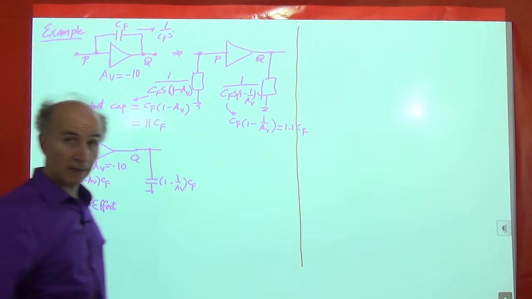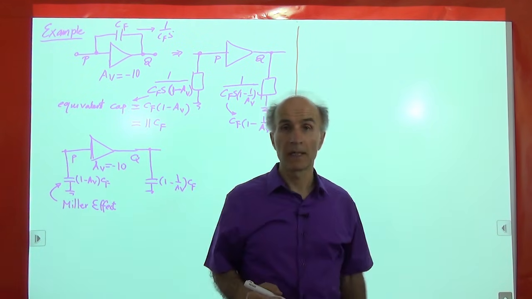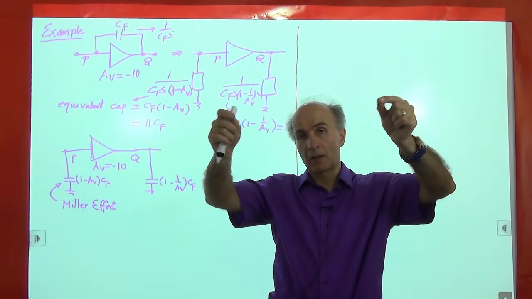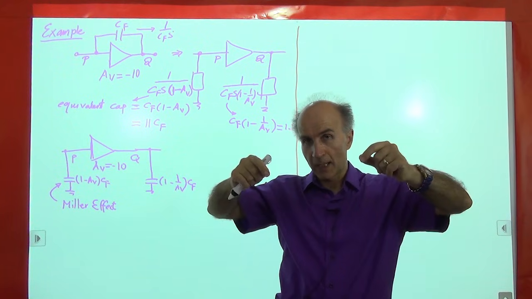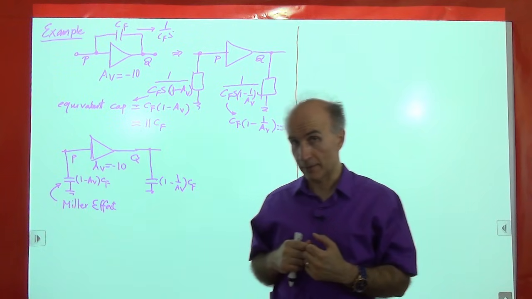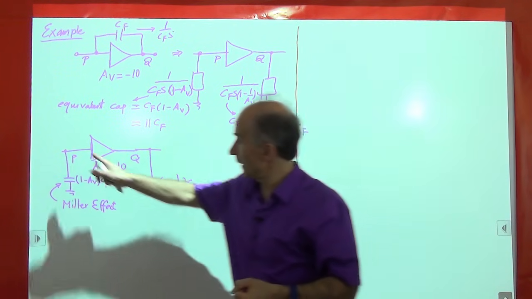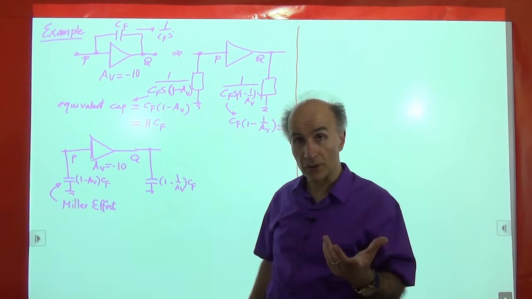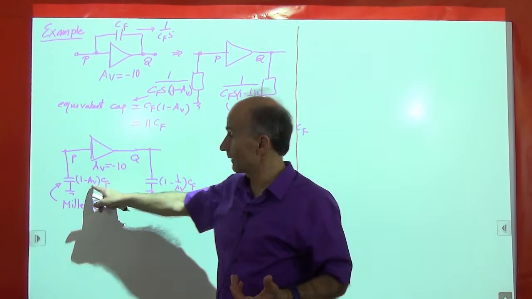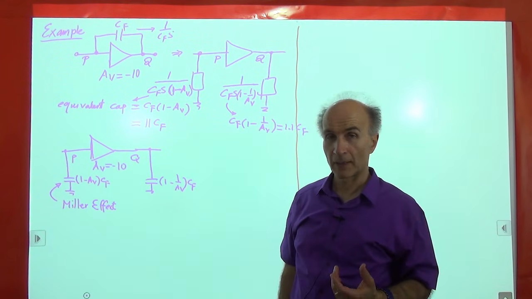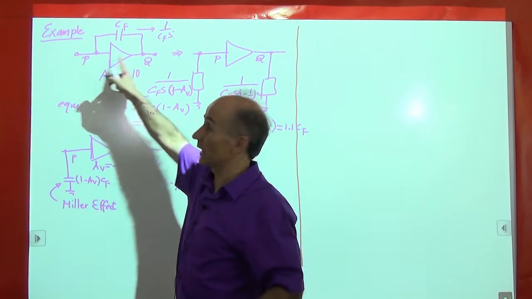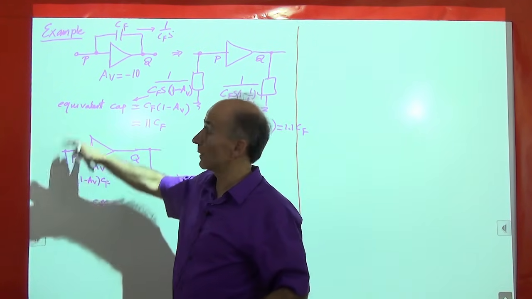And what this means, and this is what was observed by Miller himself, is that because we had a capacitor connected between the input and output of an amplifier, and the gain was negative, the resulting equivalent capacitance seen between the input and ground is quite a bit larger. It's the original capacitance multiplied by, for example, 11 in this case. Right? And that's what Miller observed. And he said that because you have a capacitor between the input and output, this overall circuit becomes slower.